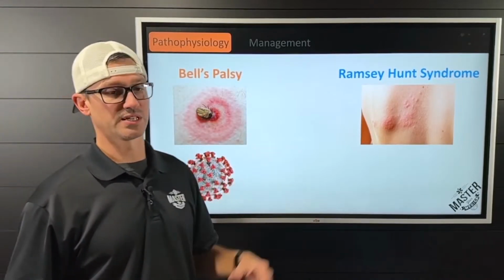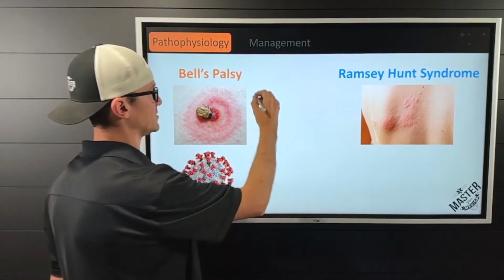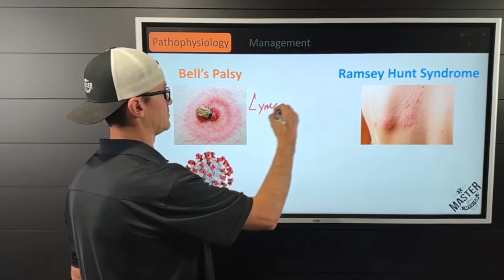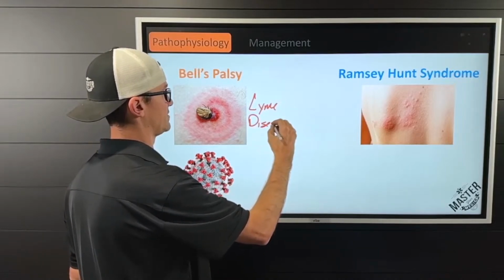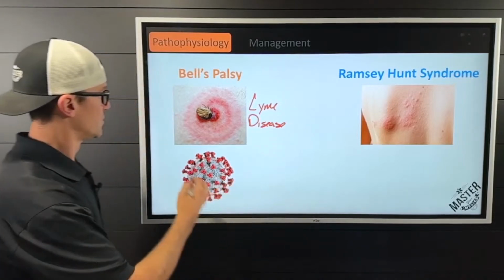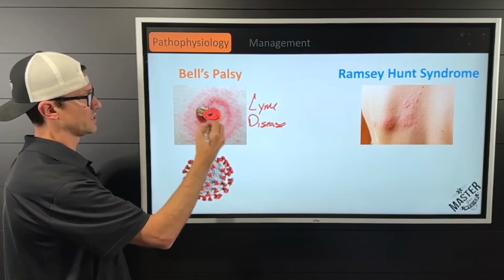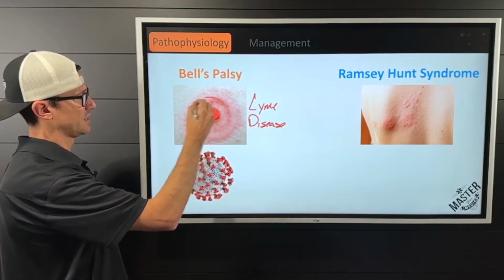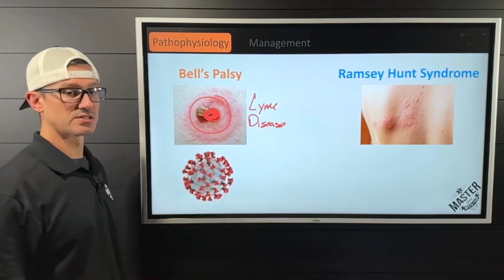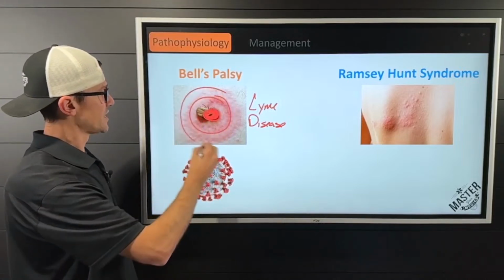Another common thing, not necessarily a virus, is Lyme disease. So Lyme disease is caused by the deer tick. And what you would see here is a bullseye where the tick had buried its head and bit, and then red outer rings, so you have that bullseye look.